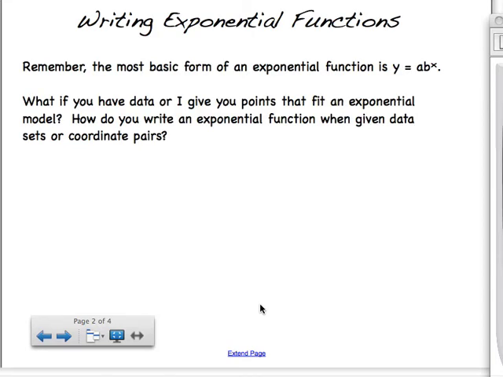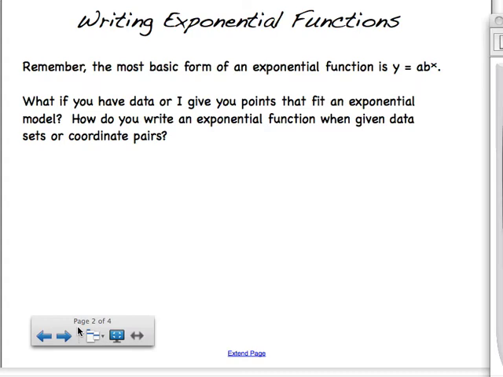So remember, the most basic form of an exponential function is y equals ab to the x, where a and b are just numbers and y and x are the variables of the function itself. What if you have data, or I give you points that fit an exponential model? How do you write an exponential function when given data sets or coordinate pairs? So basically, we're going to reverse. Pretty much this entire chapter, I've given you the model, and then you've generated points to graph or find answers or whatever you're doing. But what if I give you the data and ask you to actually give the model? We've done this before, okay?